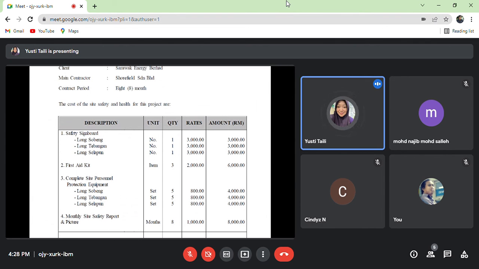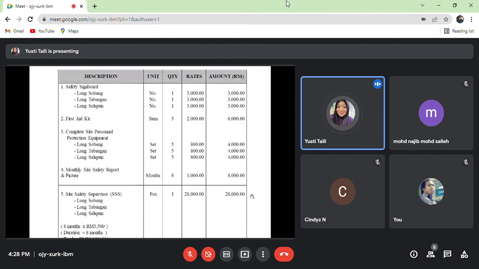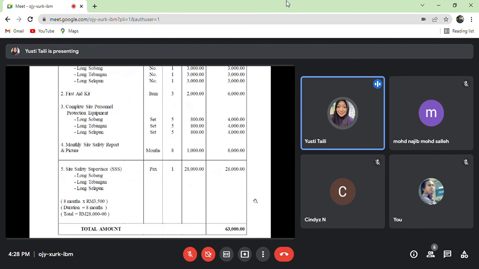Number 4 is the monthly site safety report and pictures that need to be submitted monthly to the client, Sarawak Energy Berhad. Then number 5 is a site safety supervisor with the Triple S course, which costs around 3,500 monthly in Sarawak. Then it will cost around 28,000 for the 8-month duration of the project. Then the total for the safety requirements for this project is estimated at 63,000.